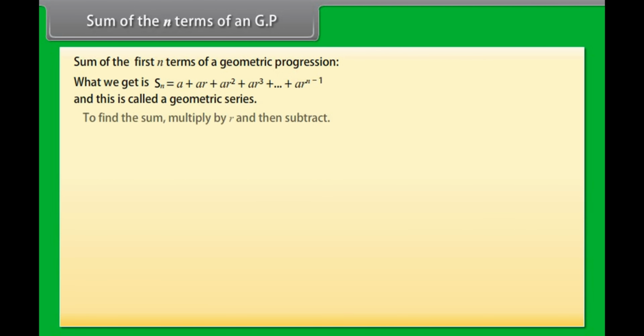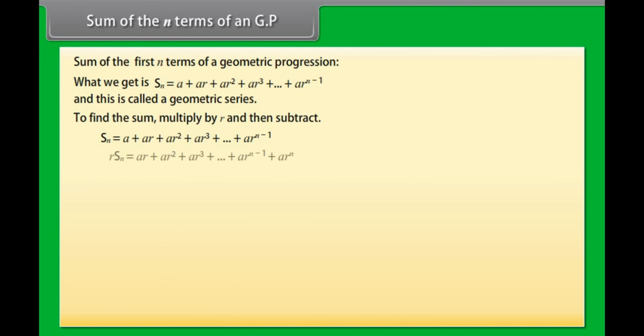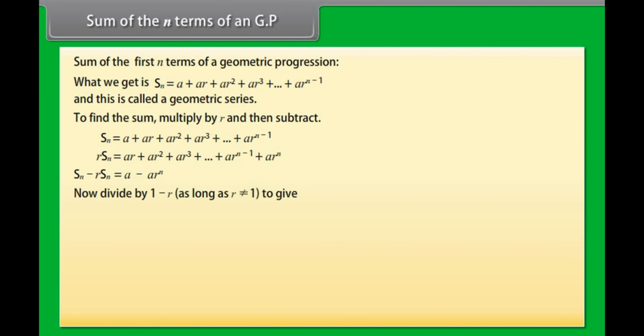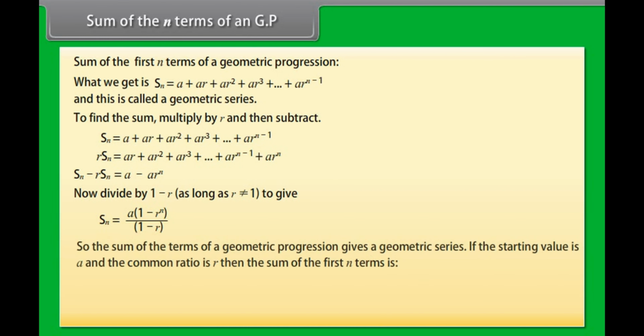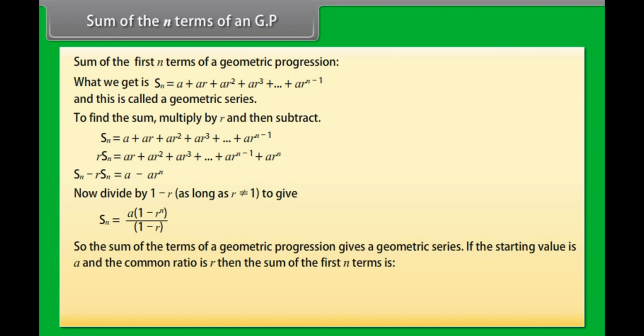Now the trick here, to find the sum, is to multiply by r and then subtract. We get Sn minus r Sn is equal to a minus a r raised to the power n. Now divide by 1 minus r, as long as r is not equal to 1, to give Sn is equal to a into 1 minus r raised to the power n whole upon 1 minus r. So the sum of the terms of a geometric progression gives a geometric series.